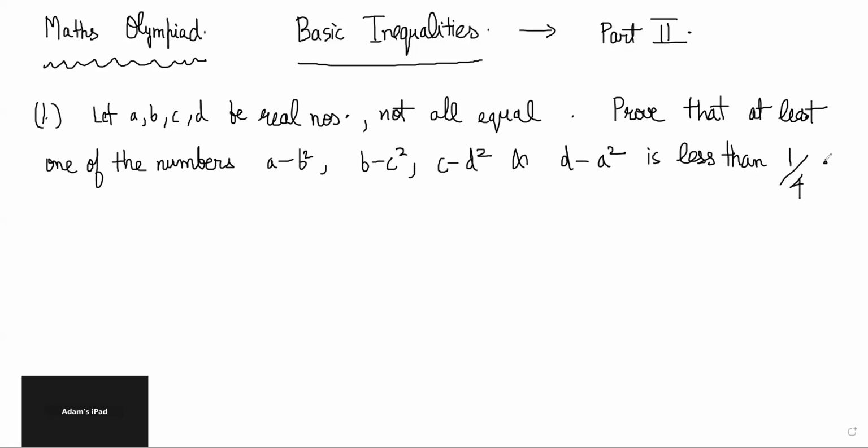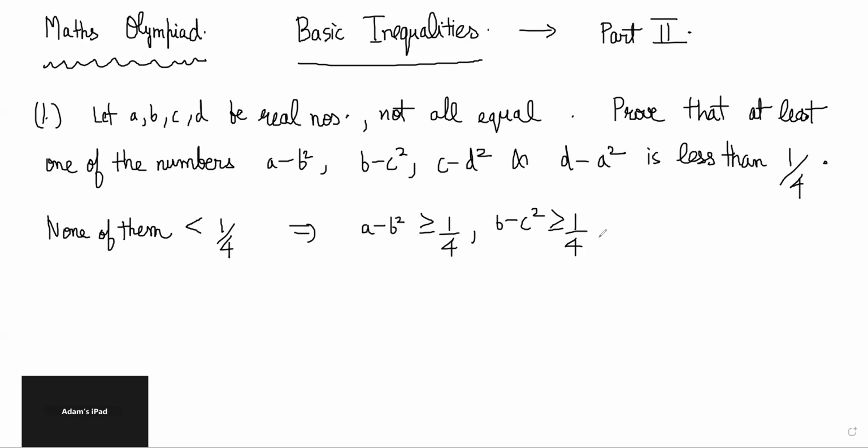Okay, so did you try it? Yes. Tell me what you have attempted. So if you assume none of A minus B squared, B minus C squared, C minus D squared, and D minus A squared are less than 1 by 4, basically that means all of them are greater than or equal to 1 by 4.